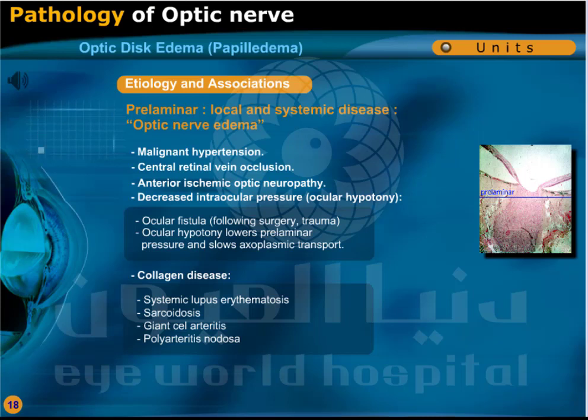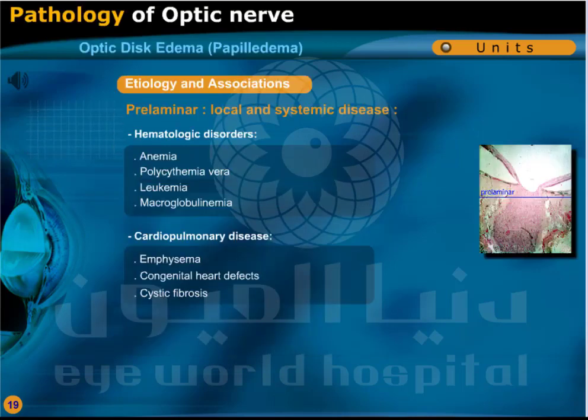Prelaminar, local and systemic diseases such as malignant hypertension, central retinal vein occlusion, anterior ischemic optic neuropathy, decreased intraocular pressure, ocular hypotony, as in ocular fistula following surgery or trauma. Ocular hypotony lowers prelaminar pressure and slows axoplasmic transport. Collagen diseases like systemic lupus erythematosus, sarcoidosis, giant cell arteritis, and polyarteritis nodosa.